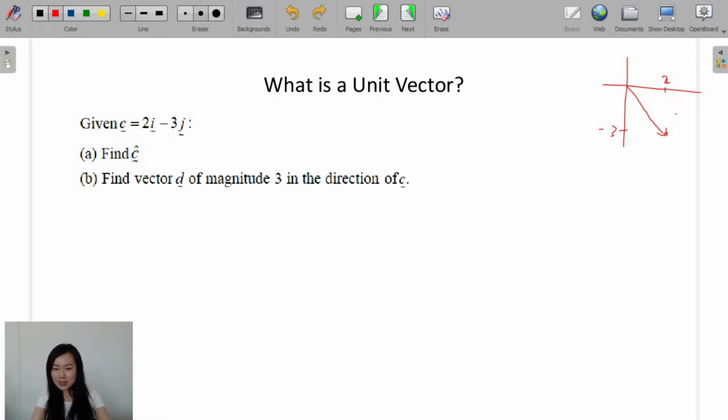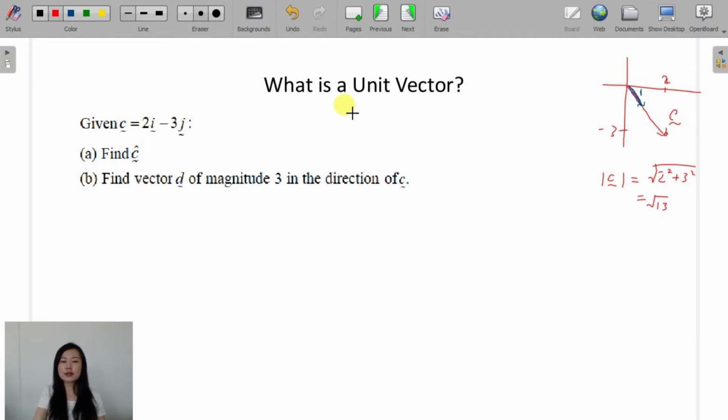Okay, what the unit vector is in a nutshell is take that vector and shrink it down so that it only has a length of 1 unit. Right now it won't have a length of 1 unit. In fact, if you check it, 2 squared plus 3 squared, so it's actually root 13. So we're trying to shrink this vector down so it's 1 unit in length. That's what a unit vector is.